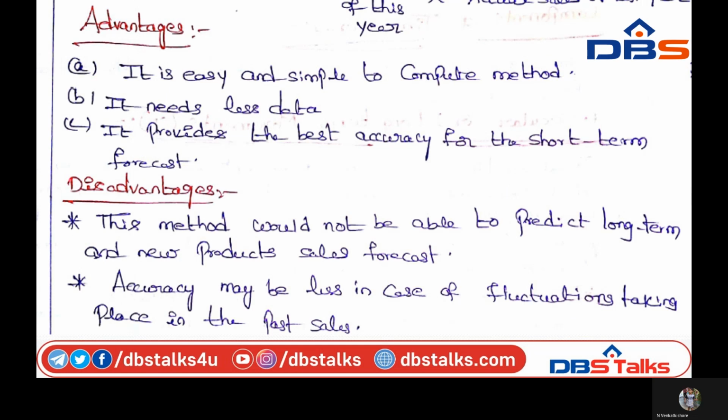The advantage is that it is easy and simple to compare the method, and it needs less data also. It provides the best accuracy for short term forecasting. And the disadvantage is that this method would not be able to predict long term and new product sales forecast, and the accuracy may be less in case fluctuations take place in the past sales also.